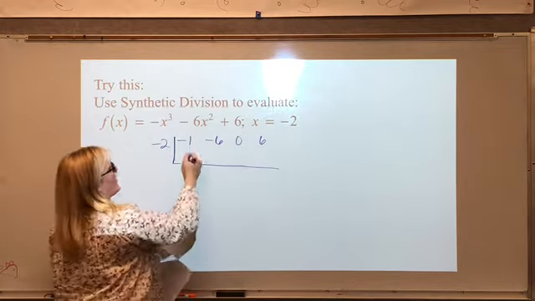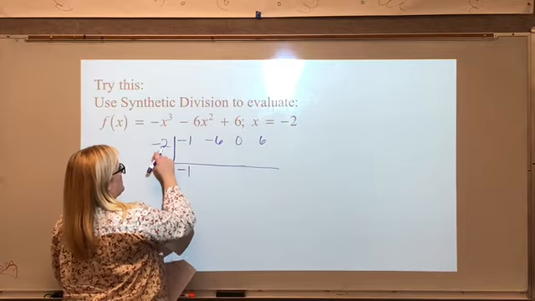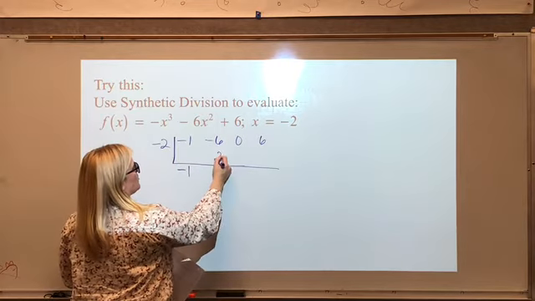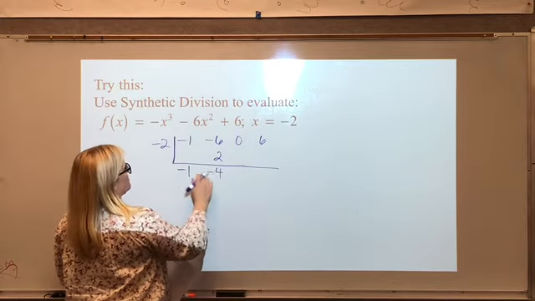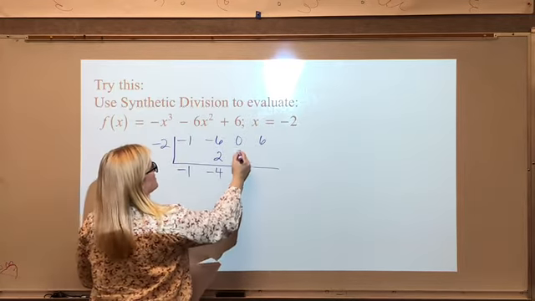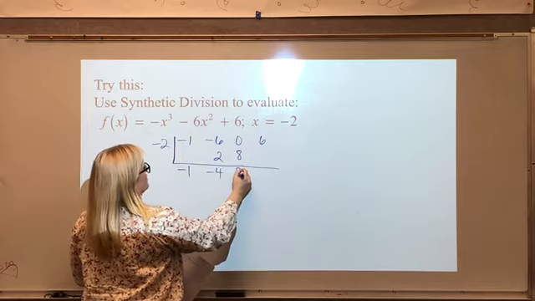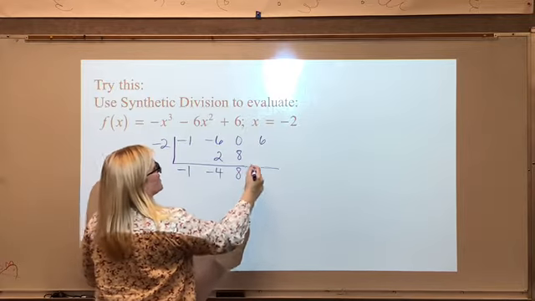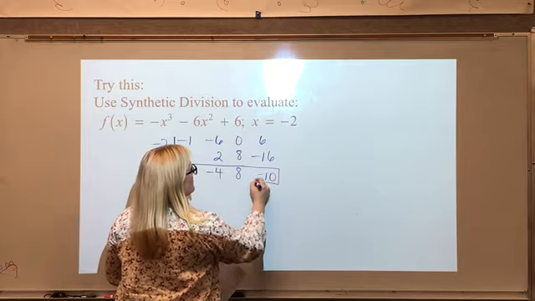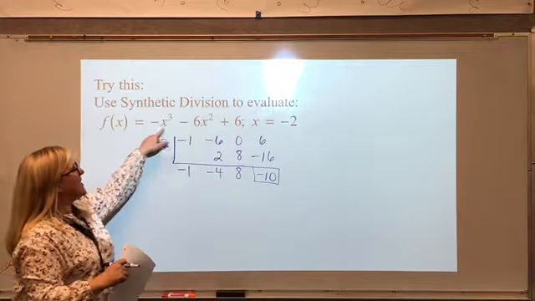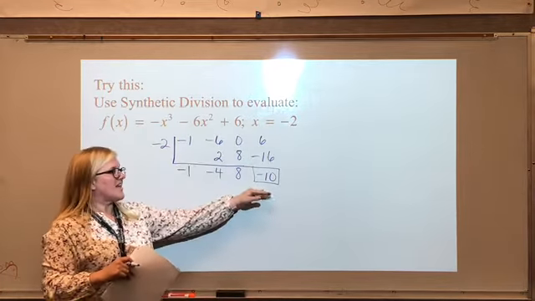All right, so I drop it, negative 1. Negative 2 times negative 1 is 2. I add these to get negative 4. Negative 2 times negative 4 is 8. I add those. Negative 2 times 8 is negative 16. So if I put negative 2 into here, I get negative 10.